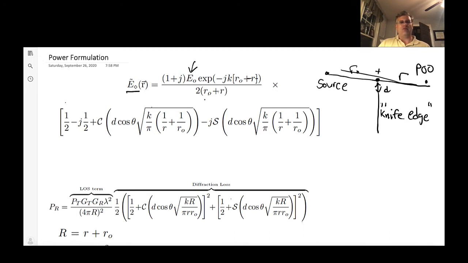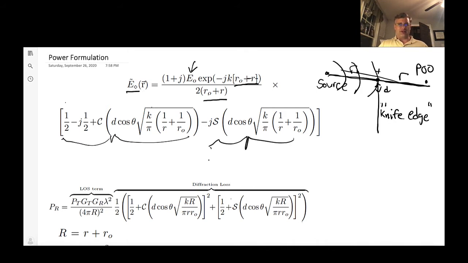So I basically have 1 over distance attenuation, just like a good spherical wave from a source. I have linear phase taper, minus jk distance along this line. And then over here, I have those Fresnel integral function terms that we developed in the previous lectures and are handy constructs for diffraction formulas, as we'll see again in this class.